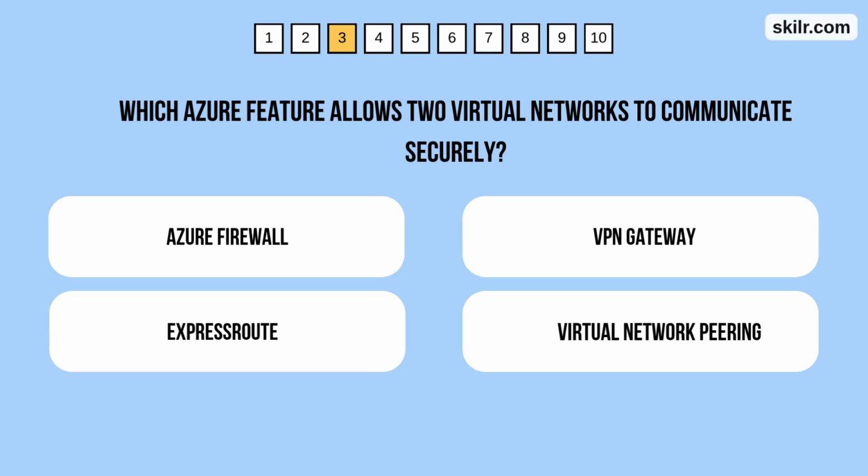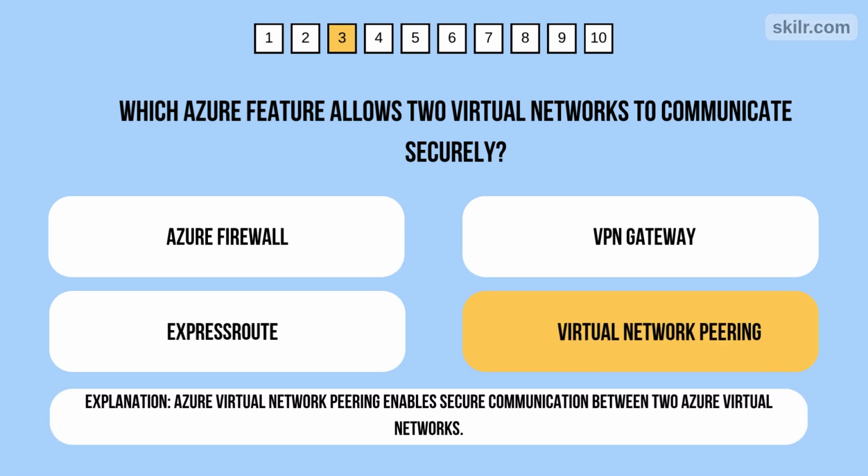Question 3. Which Azure feature allows two virtual networks to communicate securely? The answer is virtual network peering, as Azure Virtual Network Peering enables secure communication between two Azure virtual networks.